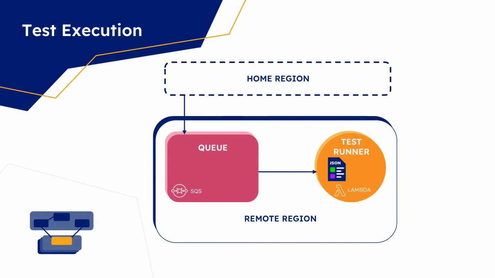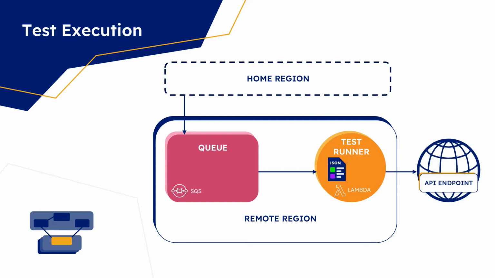Now, the JSON test config has made its journey to the point where it's actually needed for making the HTTP request. Test runner uses the config data to make a request to the endpoint and then compare the response to the expected response values in the assertions. If any of the assertions fail, then the whole test is marked as failed. It then packages up the results and sends them back to the home region.